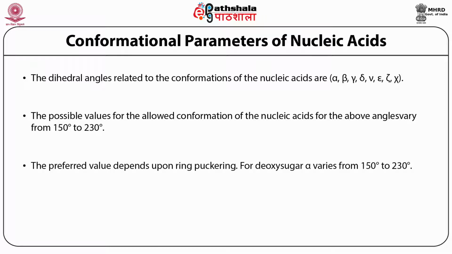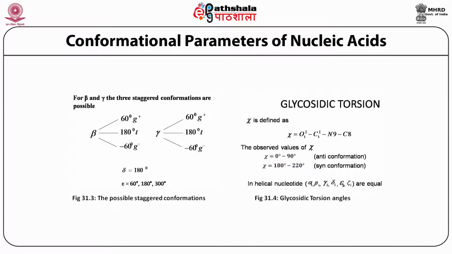The preferred value depends upon ring puckering. For deoxy sugar, alpha varies from 150 degrees to 230 degrees. For ribose sugar, alpha varies from 180 degrees to 230 degrees. Here we have two figures, figure 31.3 describing the possible staggered conformations and figure 31.4 describing the glycosidic torsion angles.